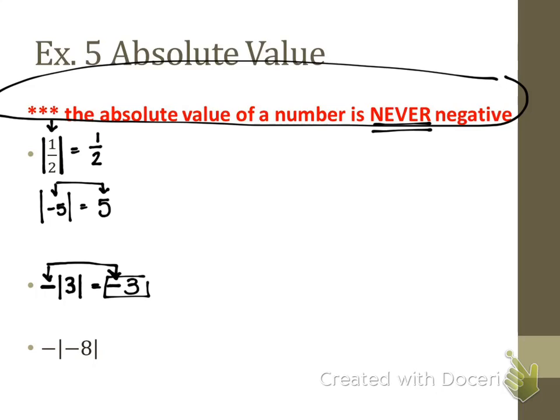Okay, so the next problem. What do you see on the outside of those absolute value bars that you have to have in your answer? The negative sign, exactly. It has to be transferred over. Now I just ask myself, what's the absolute value of -8? 8. So my answer is -8.